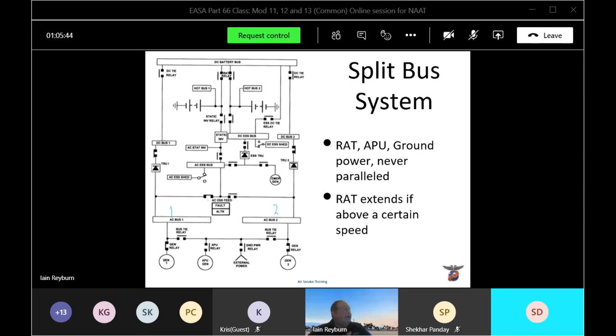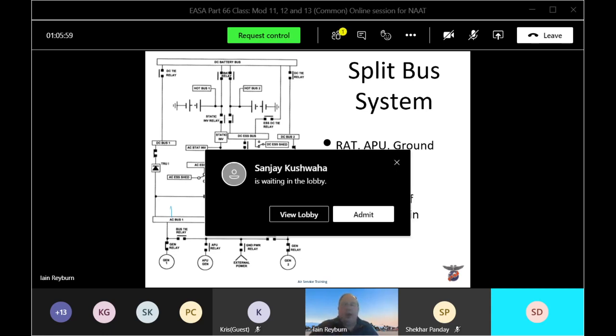I cannot connect my APU. Remember we talked about the hold-on relays when we talked about DC? It's the exact same thing. So again, I can never parallel my APU, my ground power, or my ram air turbine when my generators are connected to that bus bar. So that's not changed from what we talked about on DC. So we still cannot parallel or connect ground power, ram air turbine, or auxiliary power unit when the generators are supplying the bus bar.